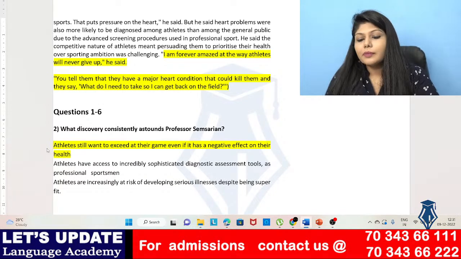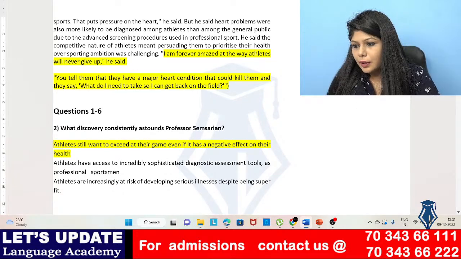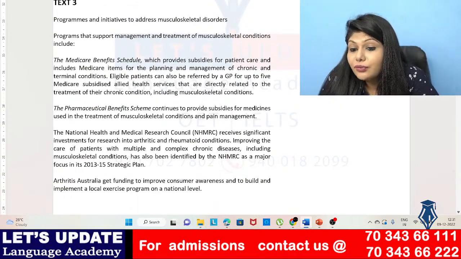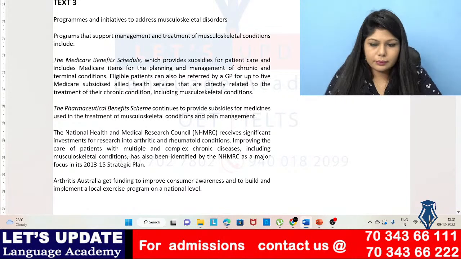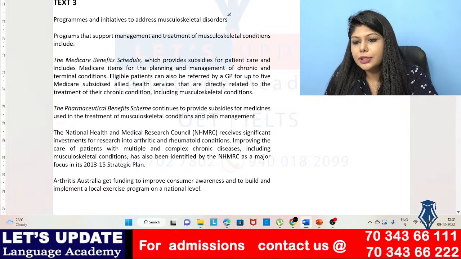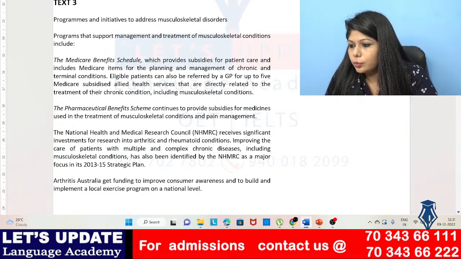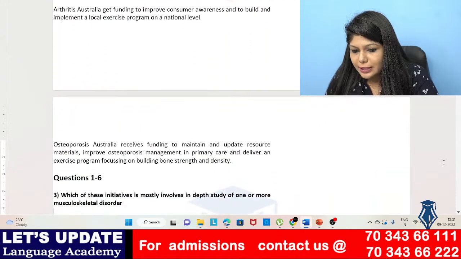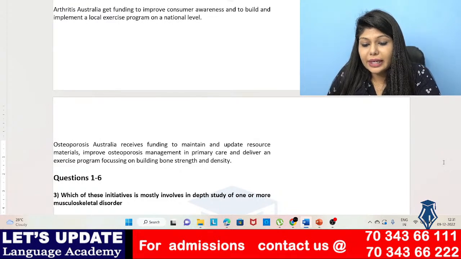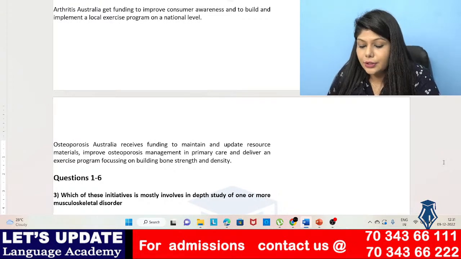Now moving forward to question number 3, or text number 3. This is our text. Let's read it. First, this is the heading: programs and initiatives to address musculoskeletal disorders. Now we'll go through the question also. Which of these initiatives mostly involves an in-depth study of one or more musculoskeletal disorders?